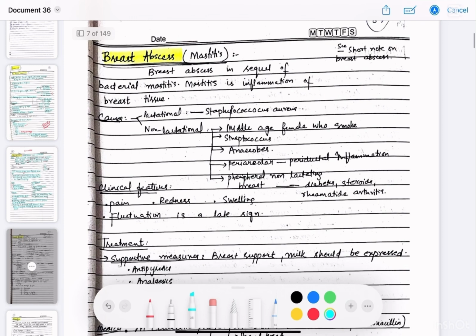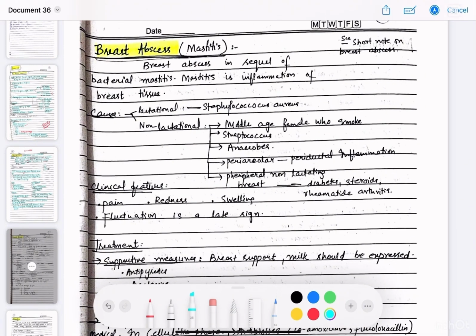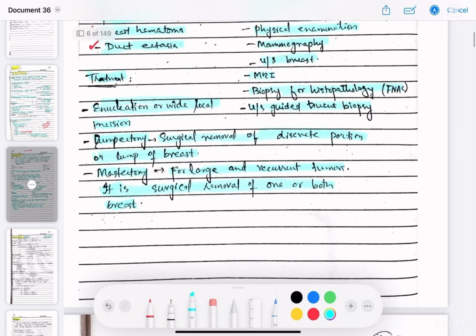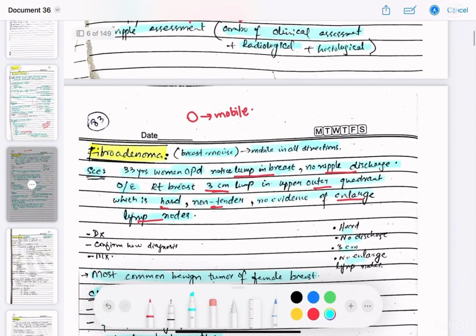So we are having a scenario: write a short note on the breast abscess. Most of the time this question is repeated in the exam. So breast abscess is also known as mastitis. As we have studied, fibroadenoma is also known as breast mouse, and it is called breast mouse because it is movable in all directions.